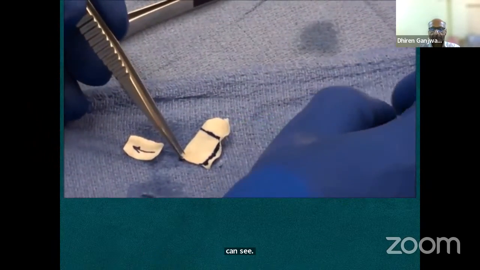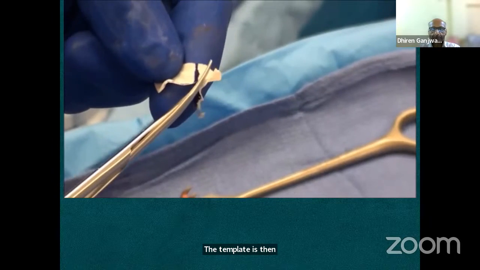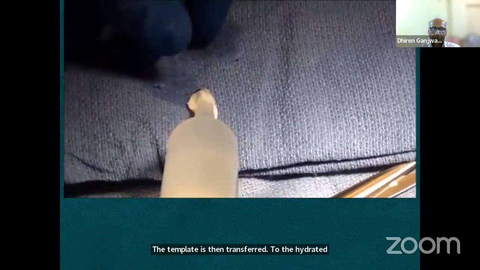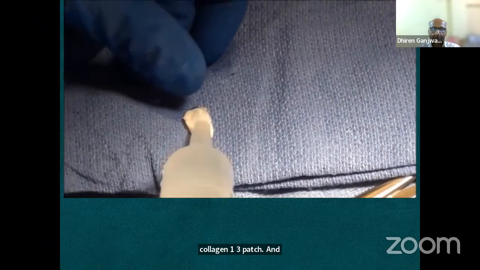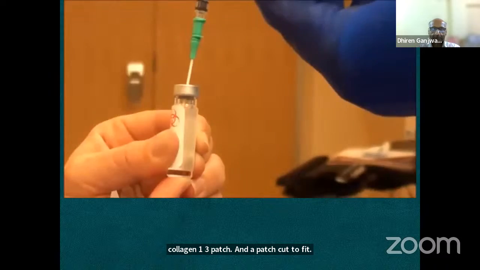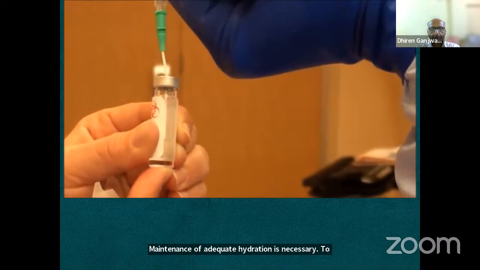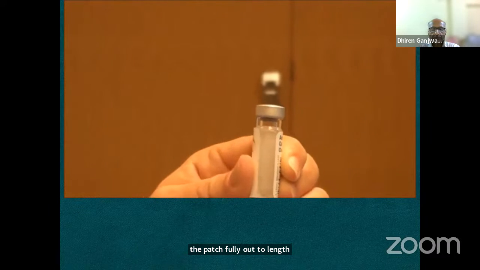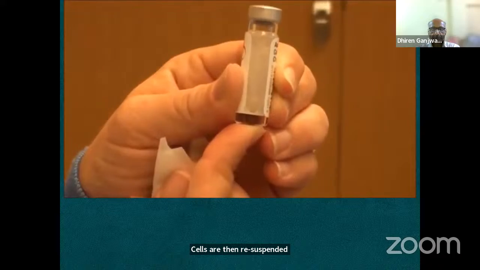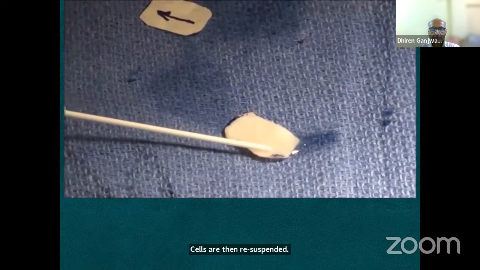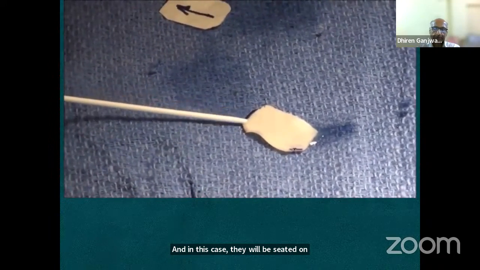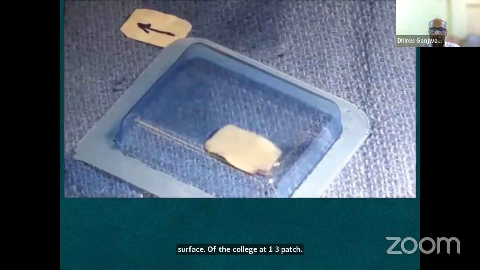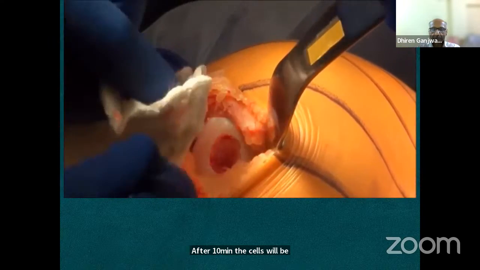The template is then transferred to the hydrated collagen 1,3 patch, and the patch is cut to fit. Maintenance of adequate hydration is necessary to keep the patch fully extended to length. Cells are then resuspended, and in this case they will be seeded on the rough surface of the collagen 1,3 patch. After 10 minutes, the cells will be adherent. During that time, they are protected.